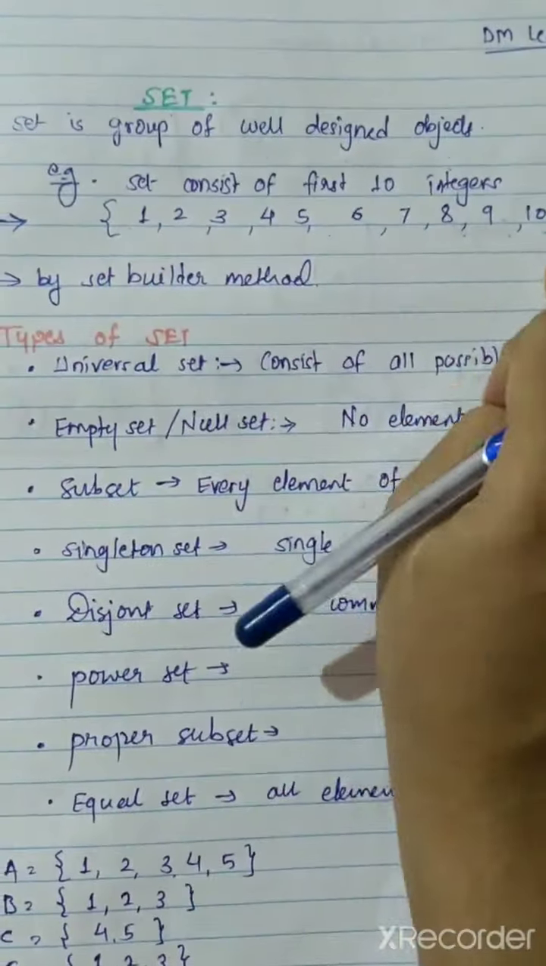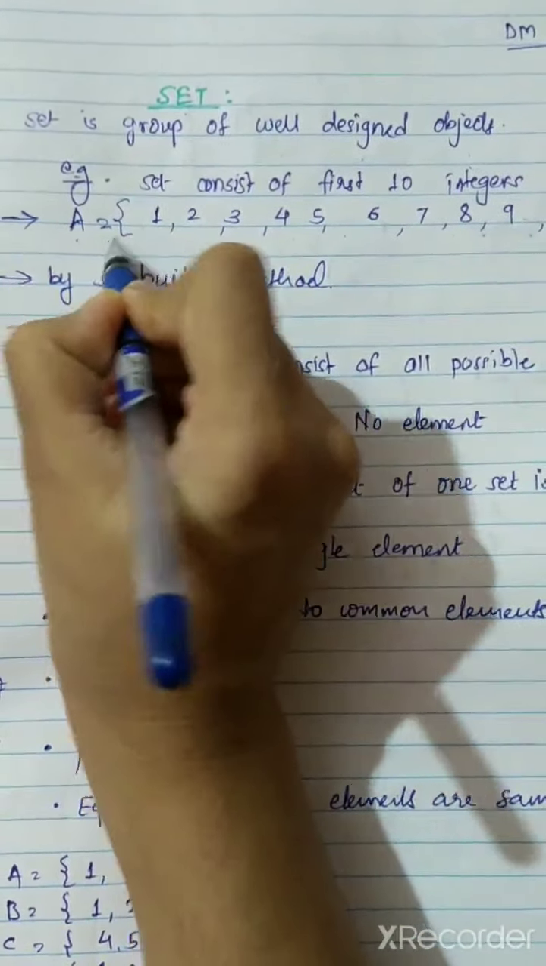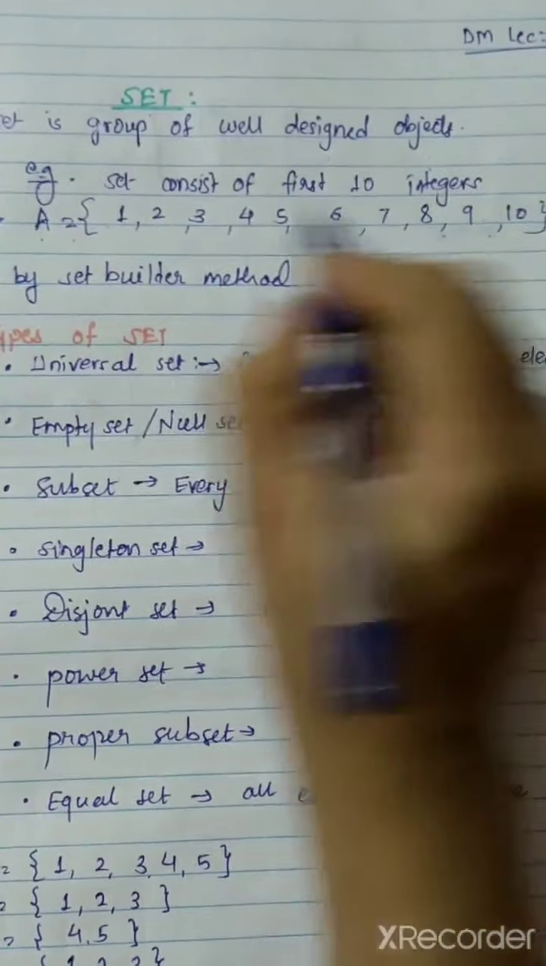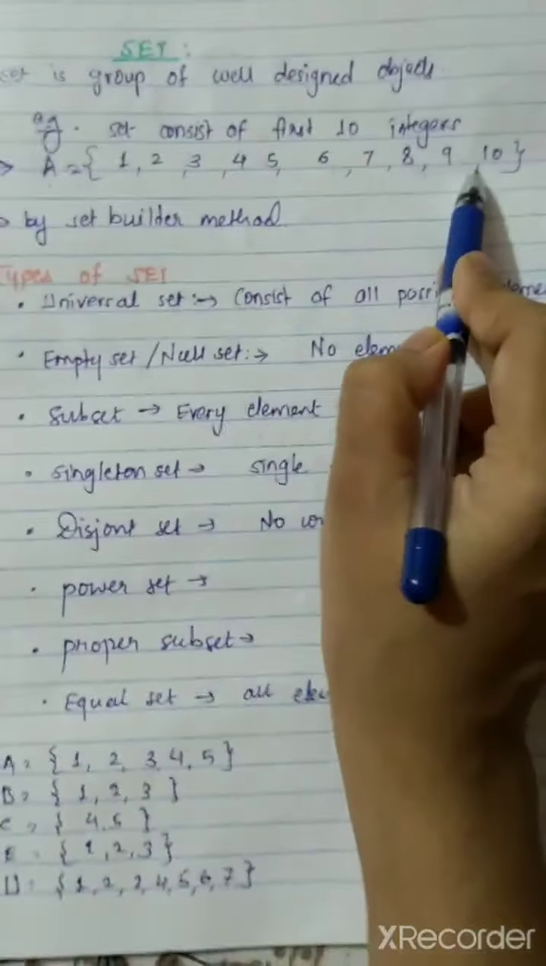Okay, so this is a set. You can give any name to the set. So A is equal to {1, 2, 3, 4, 5, 6, 7, 8, 9, 10}. The set consists of the first 10 integers. A represents a set. Right.